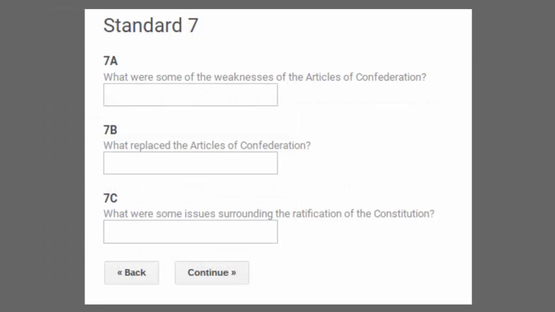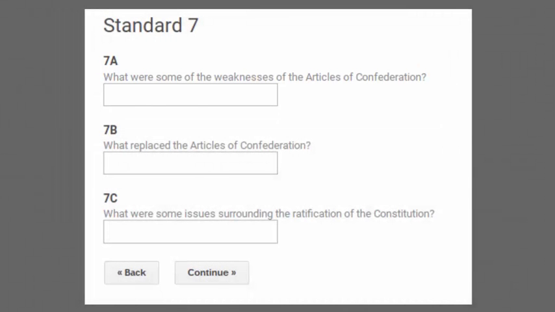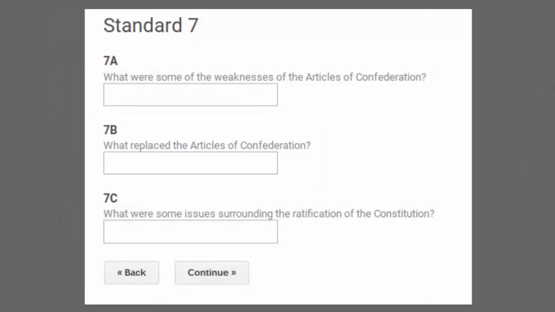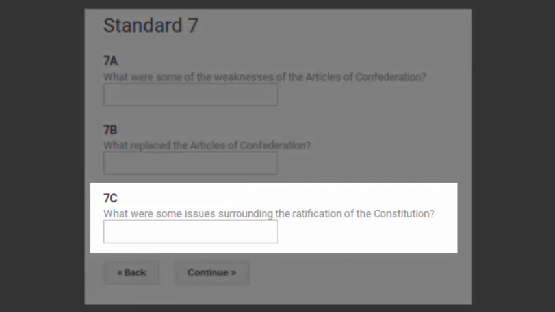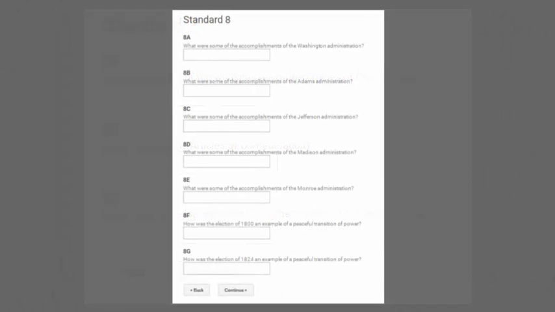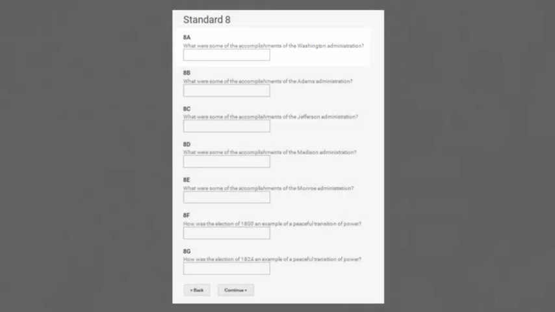Standard 7. 7A. What were some of the weaknesses of the Articles of Confederation? 7B. What replaced the Articles of Confederation? 7C. What were some issues surrounding the ratification of the Constitution? Standard 8. 8A. What were some of the accomplishments of the Washington administration?